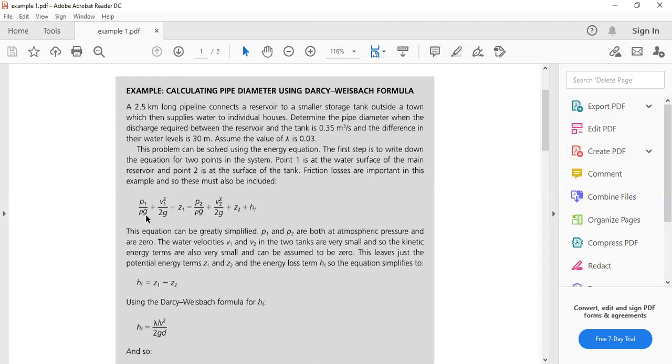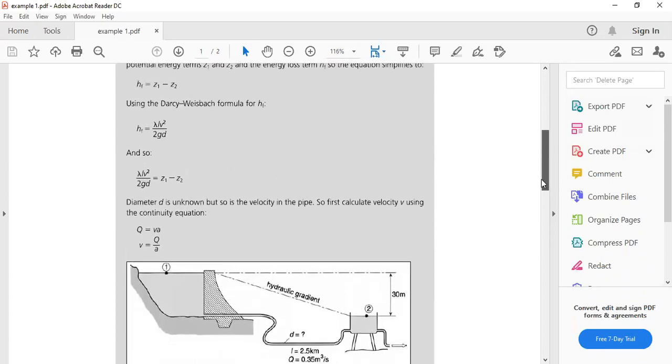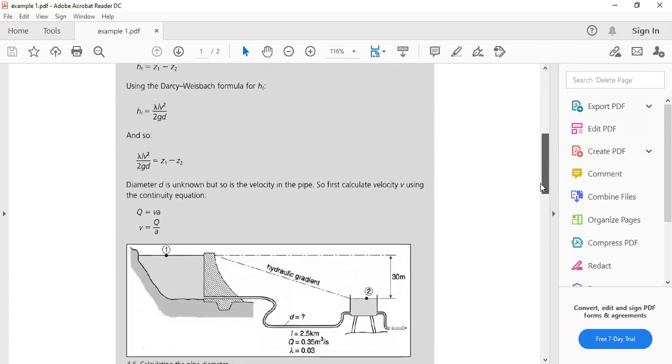The diagram for this problem is the one that I showed you previously in the slide. Let me just show it here. So it's basically the same slide. We said the pressure here will be 0 and the velocity will be 0. The only thing affecting the energy here will be the elevation. Similarly at this point, the pressure will be 0 and the velocity will be 0. So the energy here will be equal to the height and the energy loss in the pipe.